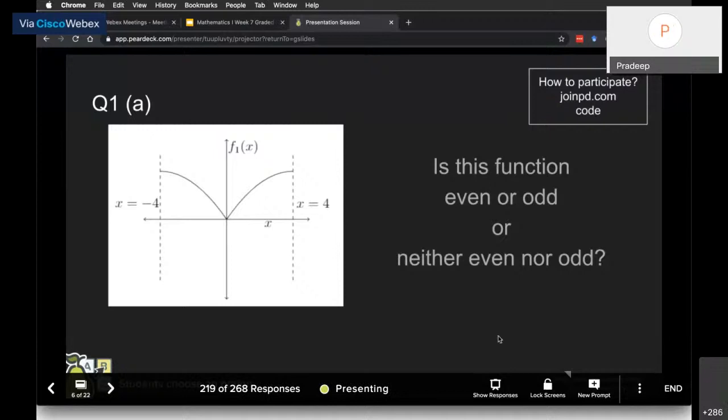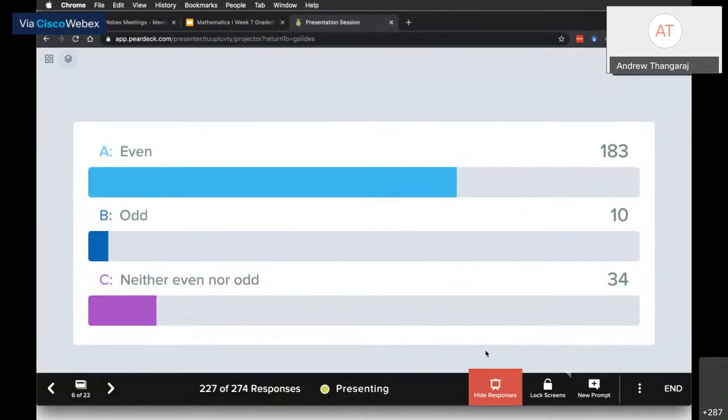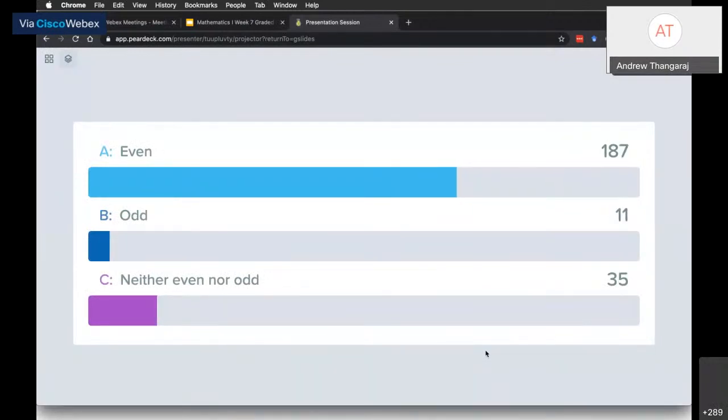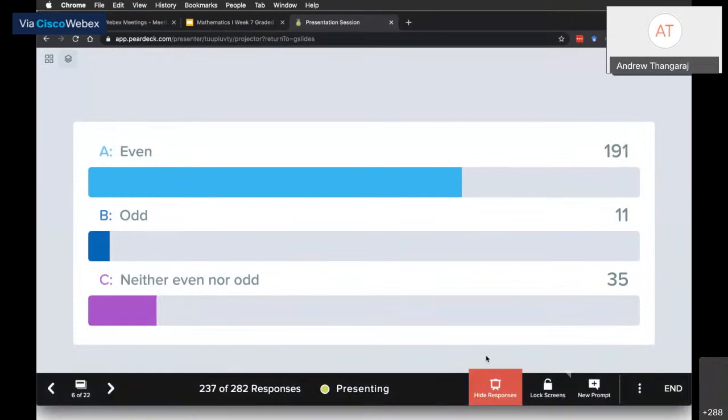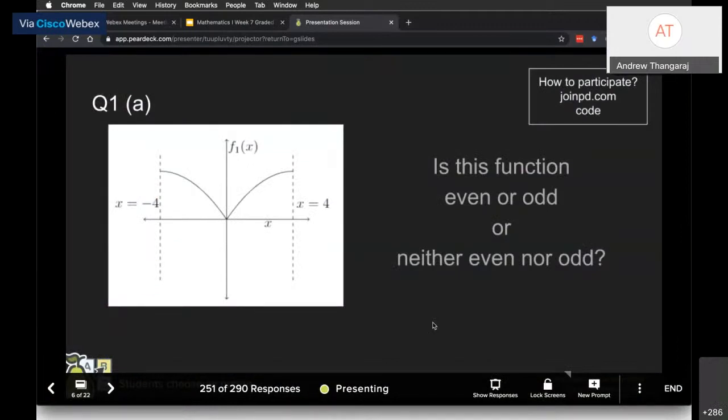Okay, so let's quickly see the responses and then go over them. Overwhelmingly, a large number of people have said the function is even. A small fraction is saying it's odd, and a slightly larger fraction is saying neither even nor odd. When I discuss the response, I will give some more highlight to what this is, and I think most of you by now should be convinced the answer is even.